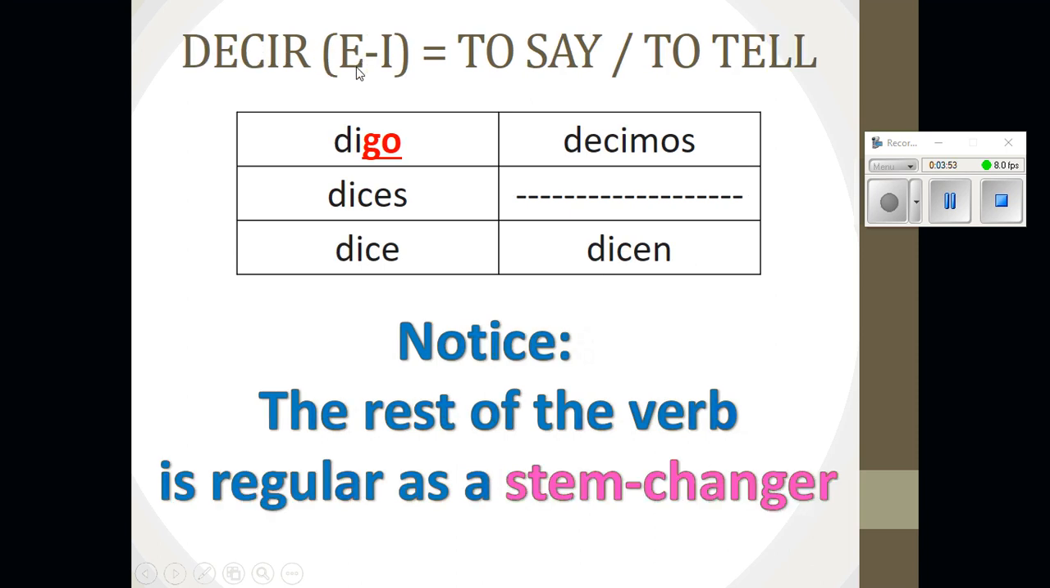Okay, decir, we need to mark on our note guide that it is an E to I stem changer, and it means to say or to tell. And notice that we follow the normal pattern for all of these forms except for the yo form. And remember, we do stem change them in all forms except nosotros and vosotros. All right, so let's write digo, dices, dice, decimos, dicen. Pause the video.